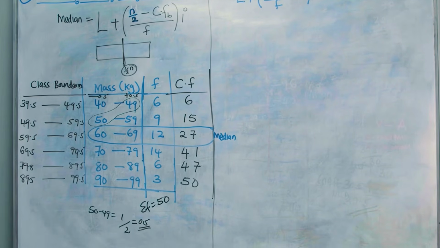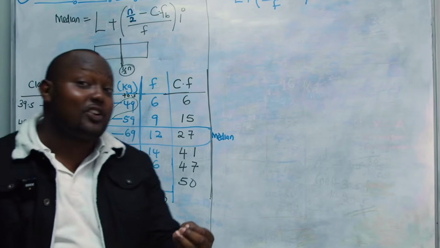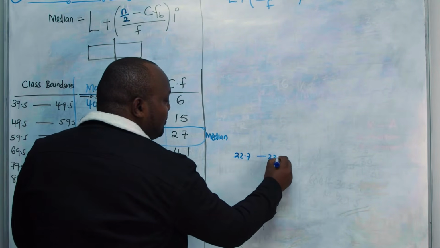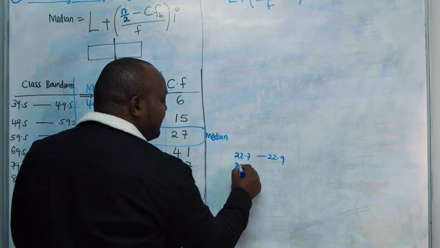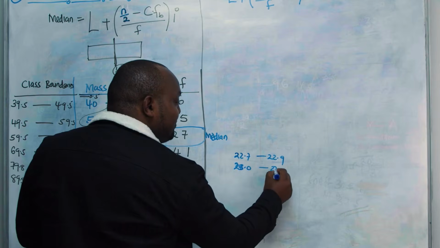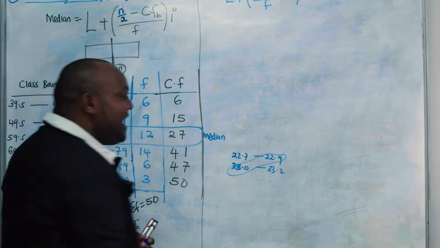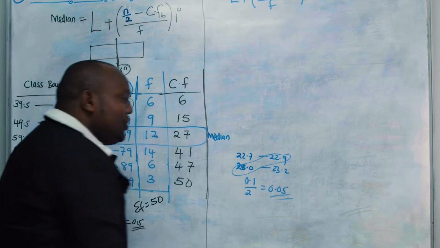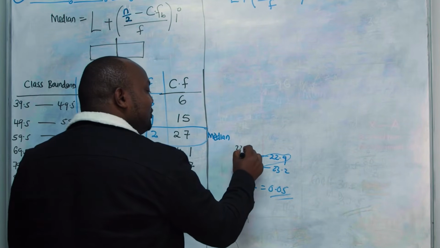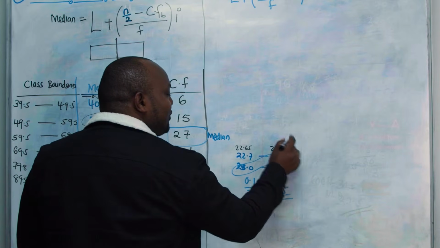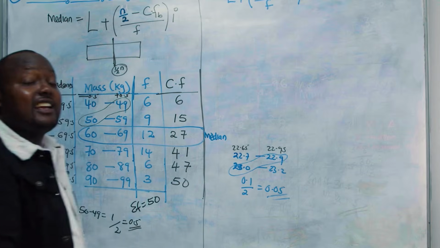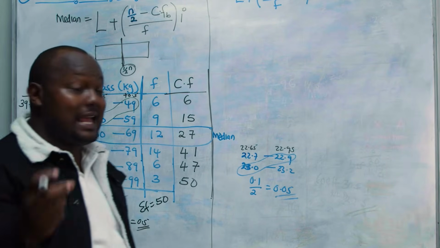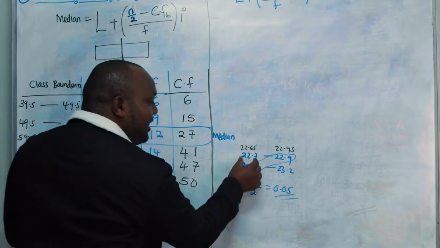I was explaining that in some questions, the difference may not be one. You may find a situation where you are moving from 22.7 to 22.9, 23.0 to maybe 23.2. In this case, we are changing with 0.1. So that is the 0.1 that you divide, and you get 0.05. So when you are creating the boundary, this one will be 22.65 to 22.95, because here you subtract 0.05 and here we add 0.05. I hope that is clear, because the majority of students always have a problem with how we get the class boundary.